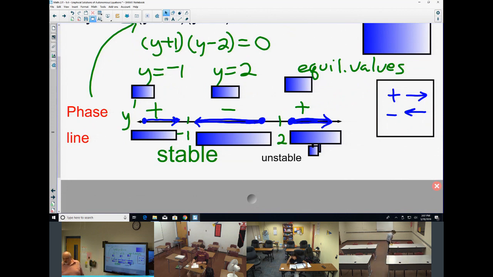Okay, so for practice 1, first you need to factor that and identify the equilibrium values. Okay, then put them on the phase line and make the sign chart. Then once you do the sign chart, you do the little arrows. Then you figure out at each point, is it stable or unstable? All right, so see if you can do that for practice 1.